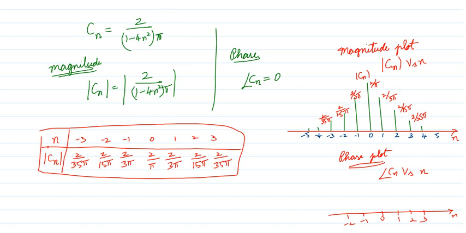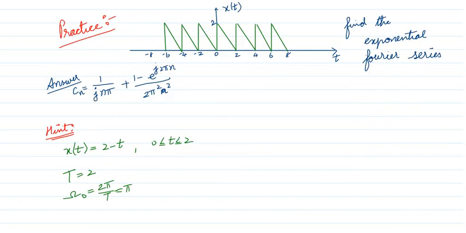Now I give you a practice problem to work out. You will check whether you are getting the same answer I have mentioned here. This is the question given. It is like a ramp waveform or trapezoidal waveform. The question is to find the exponential Fourier series. What is the period? This is the period, T equal to 2. T equal to 2 means omega naught equal to 2 pi by 2, it is pi. This is the hint I am giving.